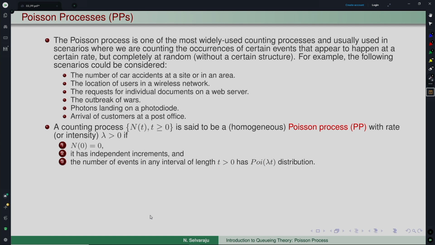So what is a Poisson process and how do we define it? A counting process is said to be a homogeneous Poisson process with rate lambda, or intensity lambda, which is a strictly positive quantity, if it starts at 0, it has independent increments, and the number of events in any interval of length t has a Poisson distribution with mean lambda t. This is what is called a Poisson process.